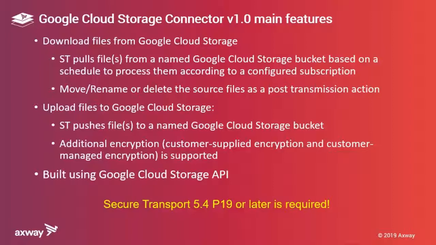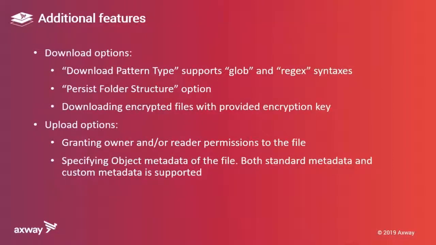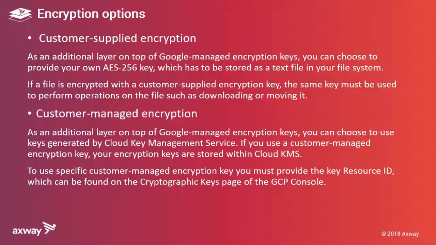So now let's go to the additional features. In the download options, we have several new additions. First of all, the download pattern type now supports glob and regex syntaxes. Then we have the persist folder structure option, which is going to keep the same folder structure from Google Cloud Storage in Secure Transport afterwards. And we can also download encrypted files with a provided encryption key.